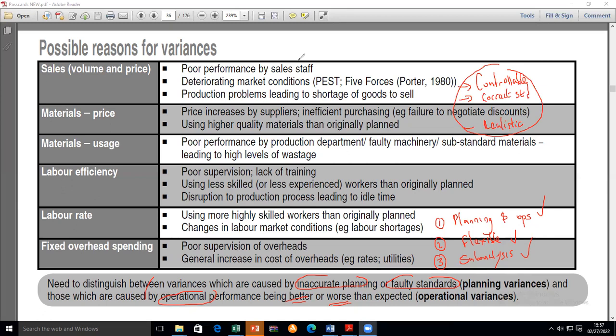Kindly explain sub-analysis. This is the breakdown of variances. Sub-analysis means the material variance should be sub-analyzed into what? Price and usage. The labor variance must be broken down into efficiency and rate. So sub-analysis involves taking a total variance and breaking it into its components.